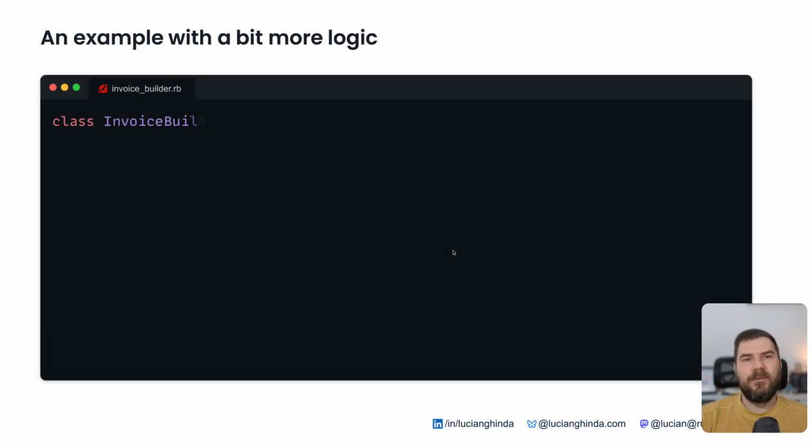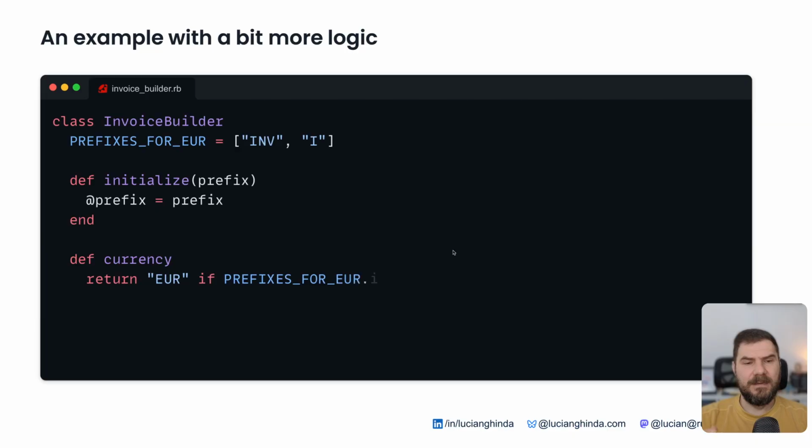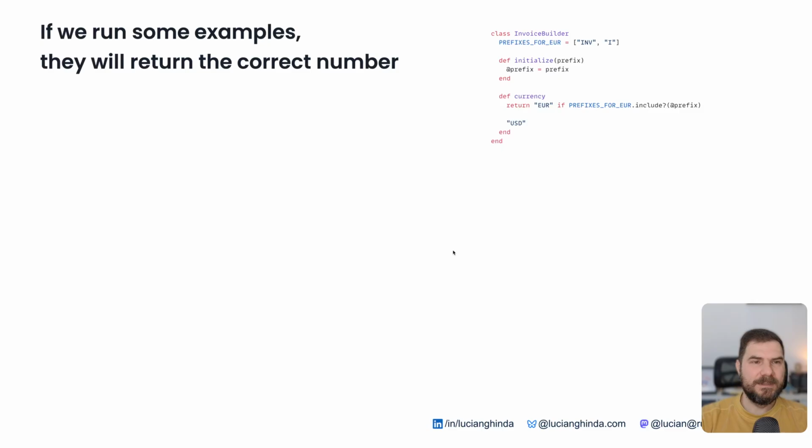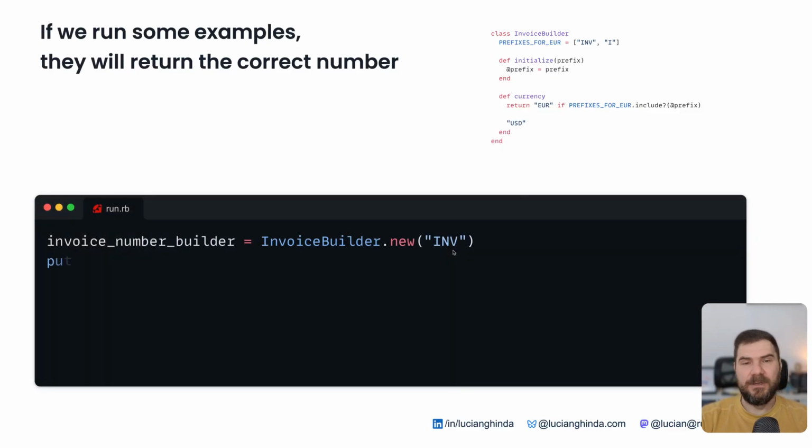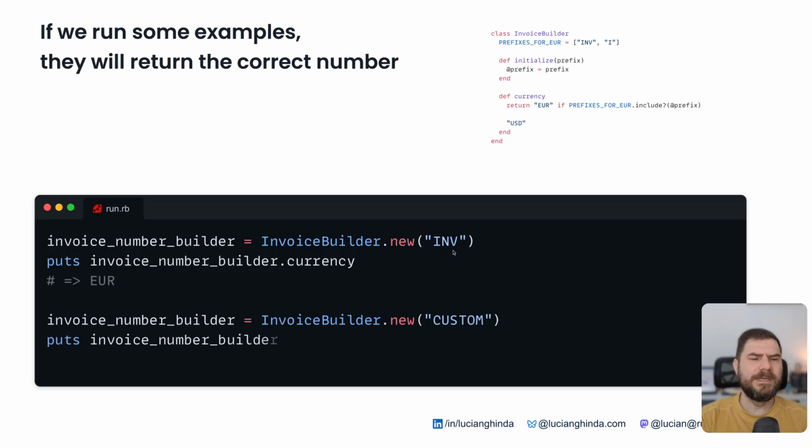Let's take another example with a bit more logic. So here we have a class InvoiceBuilder, and here you see I check for the inclusion of the prefix inside the constant called prefix for euro, and it's a simple logic. And of course, if I run some examples, it will return the correct invoice currency. So you see here it returns euro and it returns USD.